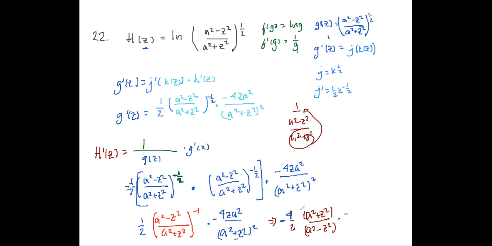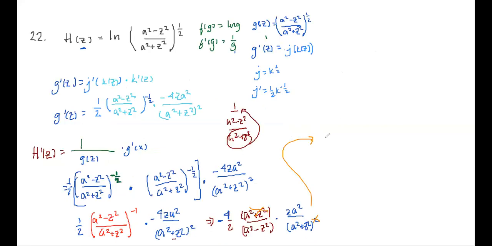And so I'll put the minus sign out here. I'll put the 4 out here too. So this becomes z a squared over a squared plus z squared squared. This cancels. Which turns this into minus 2 times 1 over a squared minus z squared times z a squared over a squared plus z squared.